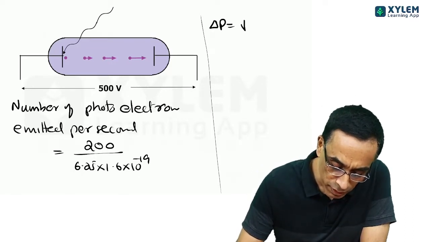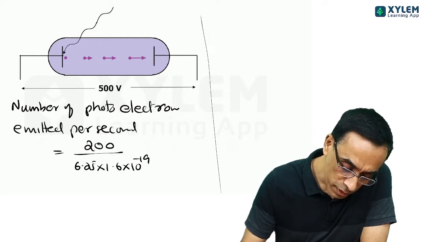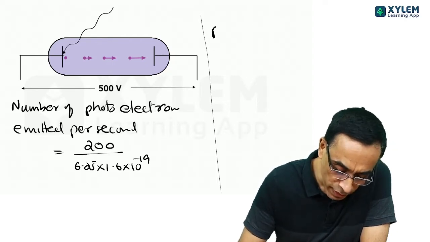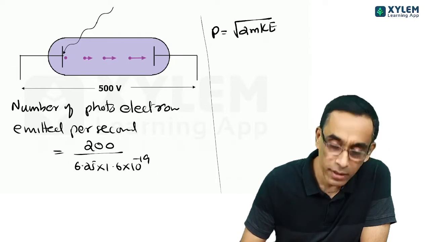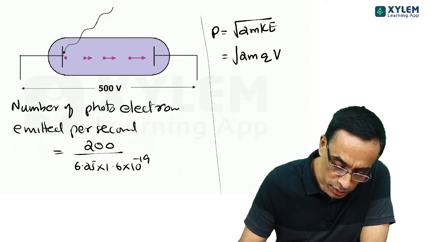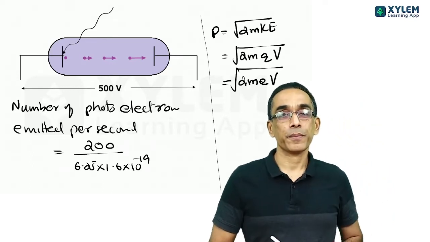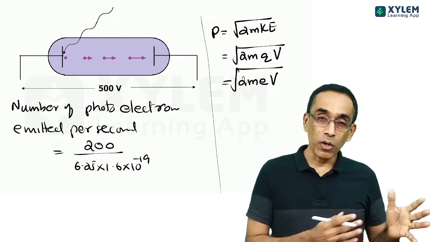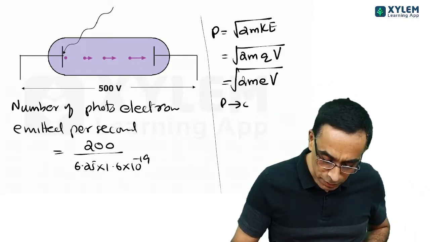Change in momentum is given by root of, I'll tell you, whenever electrons are accelerated, momentum is given by root 2m into kinetic energy. And this is root 2m into charge into potential difference. And this is root 2m into E into V for an electron. This is for one electron. Now, this will go and hit the wall and momentum will become zero on hitting.